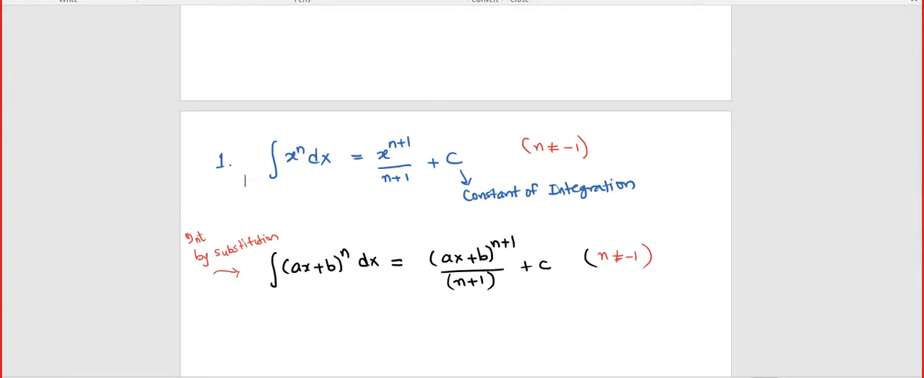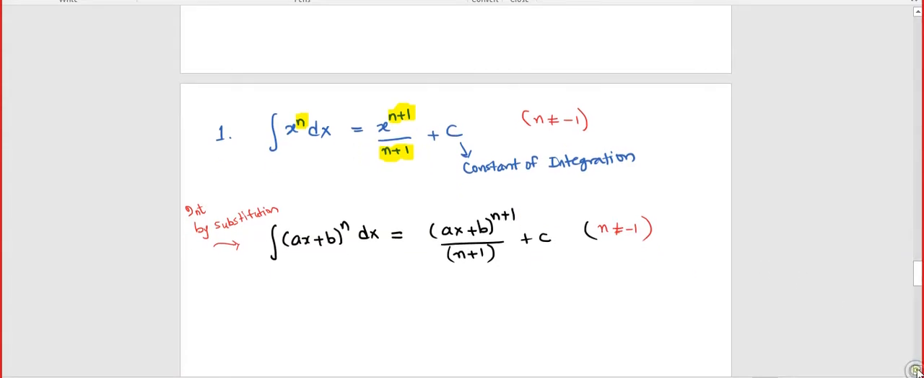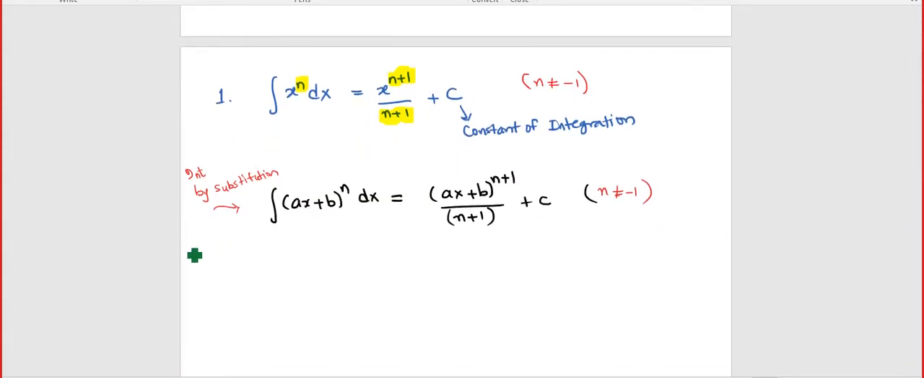What is to be noticed is that whatever the power of x is, increase the power by 1 and divide by the same new power. So for example, suppose you have the integration of x to the power 4 dx. In this case your n is 4, right? So x to the power 4 plus 1 over 4 plus 1, plus c, which is nothing but x to the power 5 over 5 plus c.